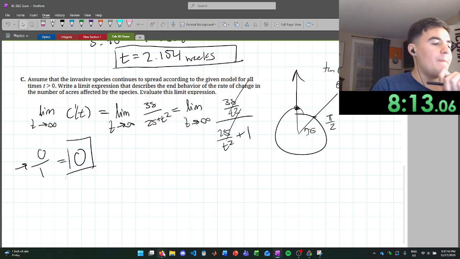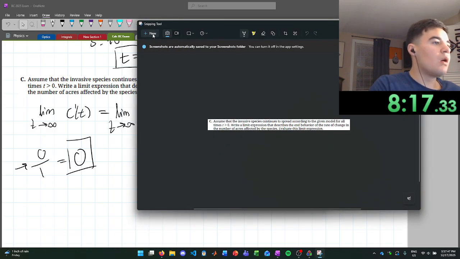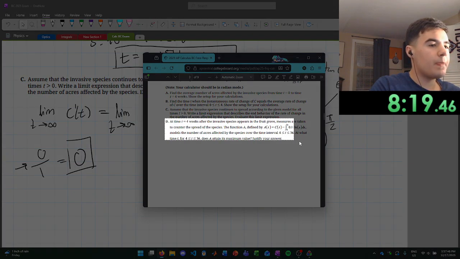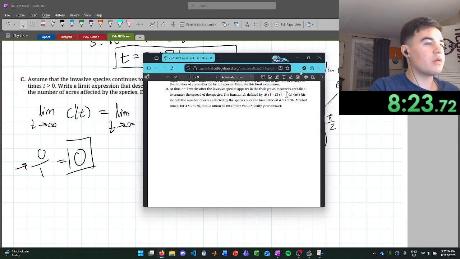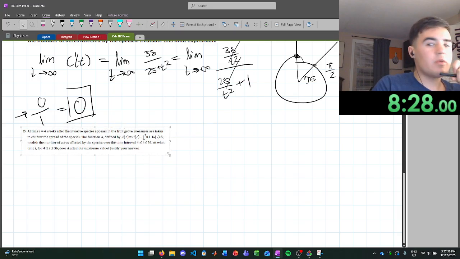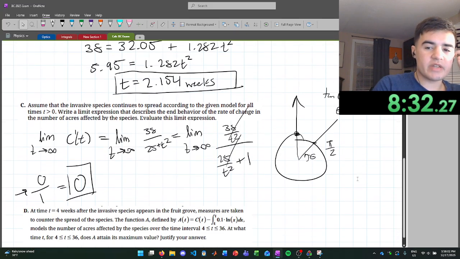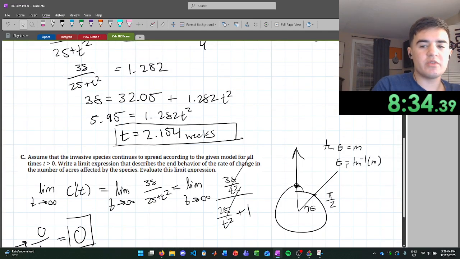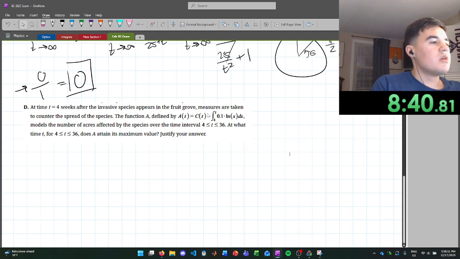Yeah. Next question. Final question. This is an interesting question. At time t equals 4 weeks. Oh, I don't know if you could see that or not. I was paying attention actually. You probably couldn't see this writing I was doing up here, but I was doing something. At time t equals 4 weeks, the invasive species appears in the fruit grove. Take account of the spread of the species, so we're changing our function.